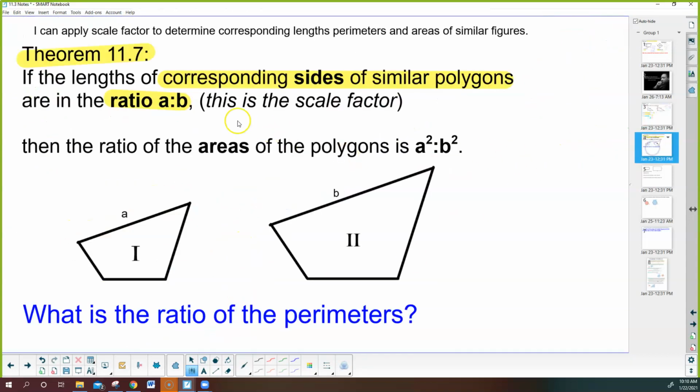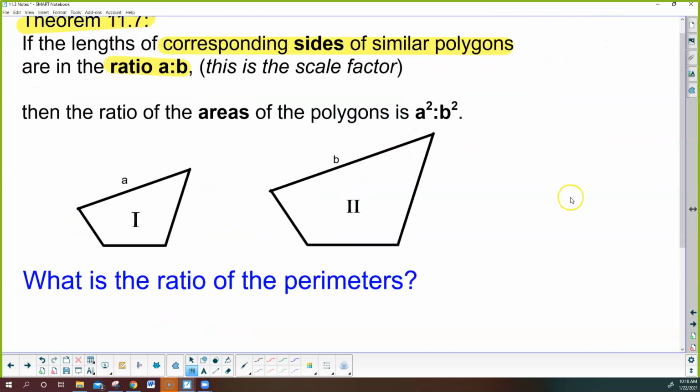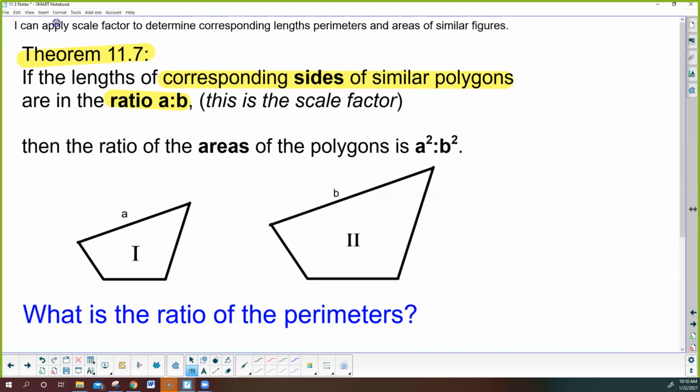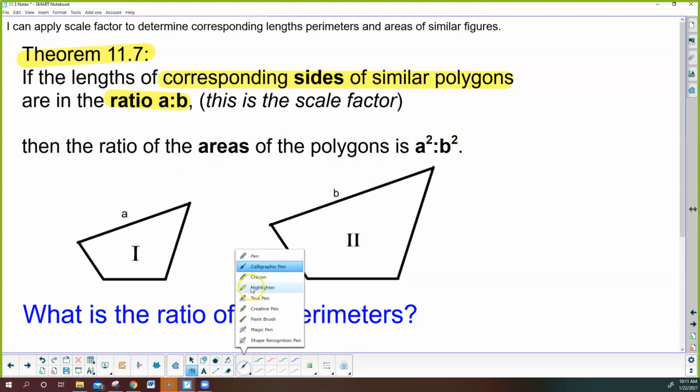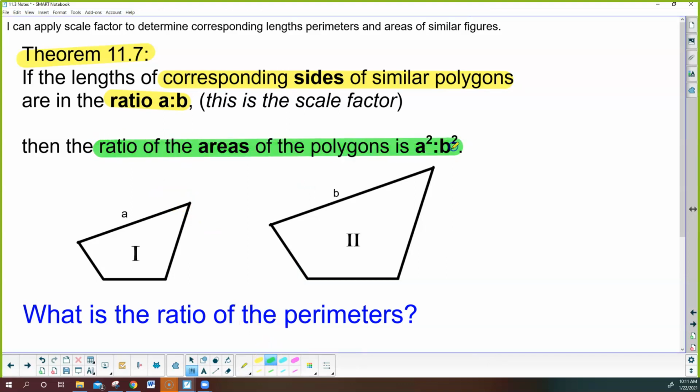And that's what this theorem officially states right here. So if you would like to write this down, I'd kind of recommend it. I don't think you really need the picture, but it says if the lengths of corresponding sides of similar polygons are in the ratio of A to B, that's your scale factor. So if you know that the sides are in the ratio of A to B, then the ratio of the areas has to be A squared to B squared. So that was basically what we just discovered.